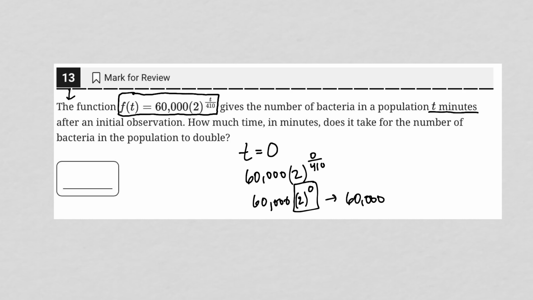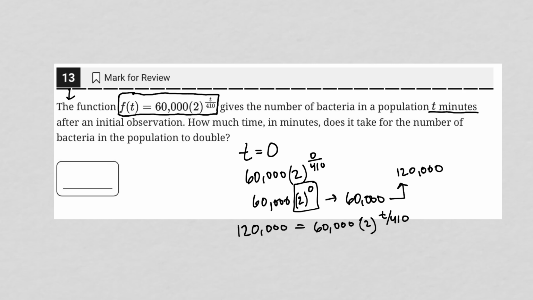So in order for the population to double, we'd be moving up to 120,000. So what I'm going to now do is set this equation equal to 120,000. I'll say 120,000 is equal to 60,000 times 2 to the t over 410. So we're looking for a t-value that makes this statement true.